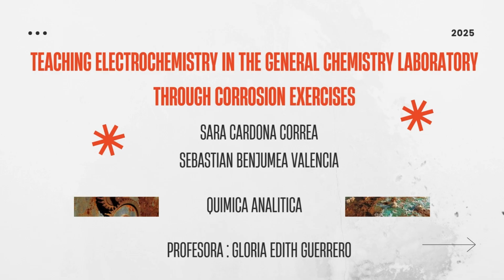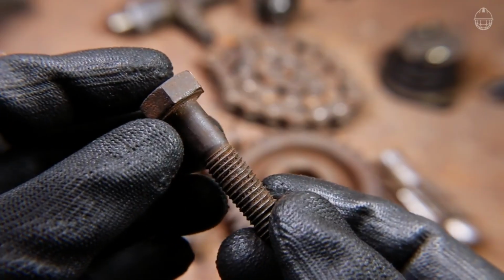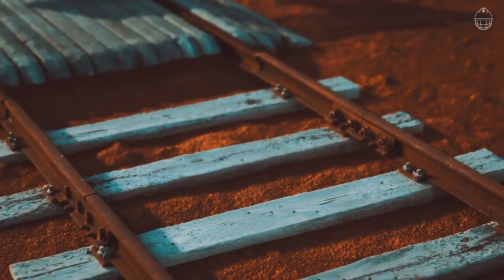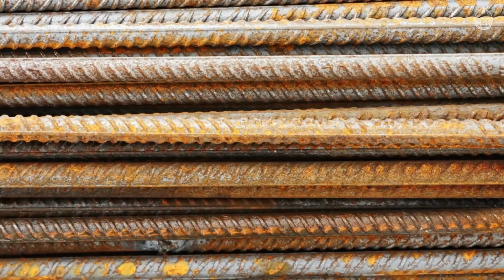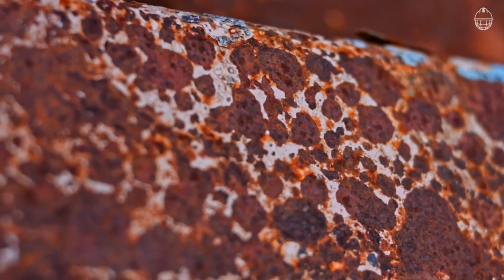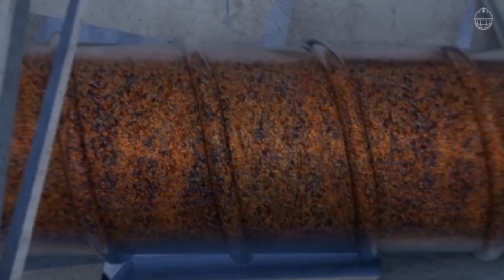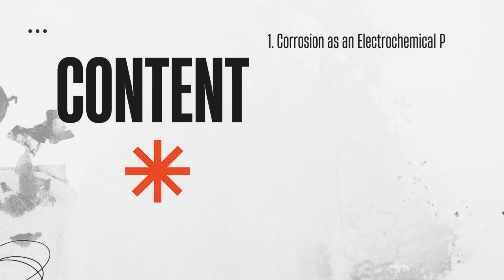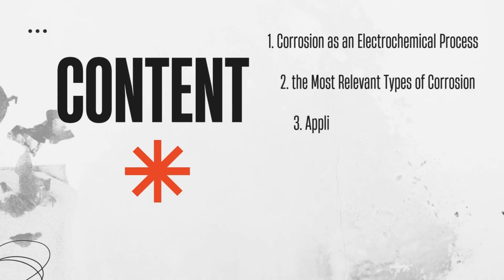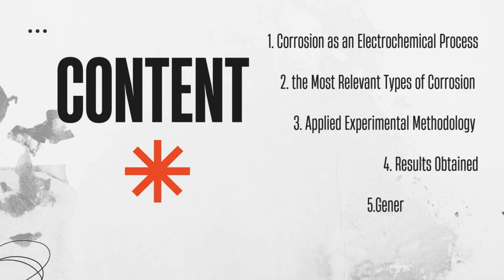Today, we will present the analysis and experimental recreation based on the article Teaching Electrochemistry in the General Chemistry Laboratory through Corrosion Exercise. This presentation aims to demonstrate how electrochemical principles are applied in real-world applications through the destructive phenomenon of metal corrosion. To structure this video, we will define corrosion, detail the methodology of our specific experiments, analyze mass loss data, and conclude with our findings and cathodic protection.